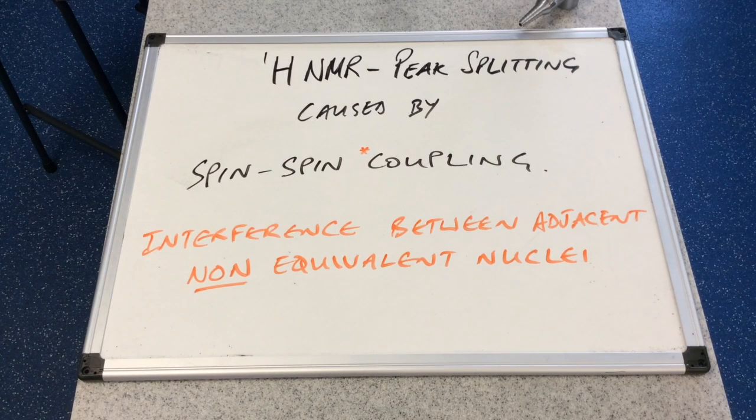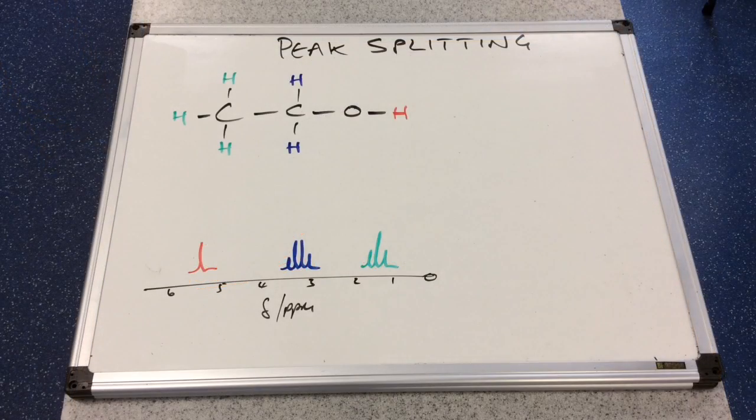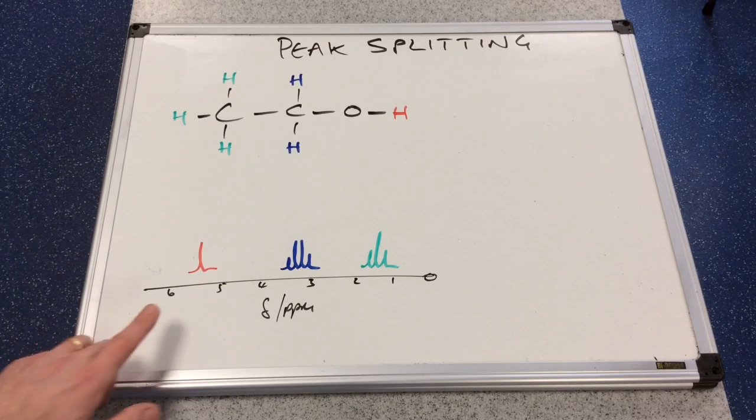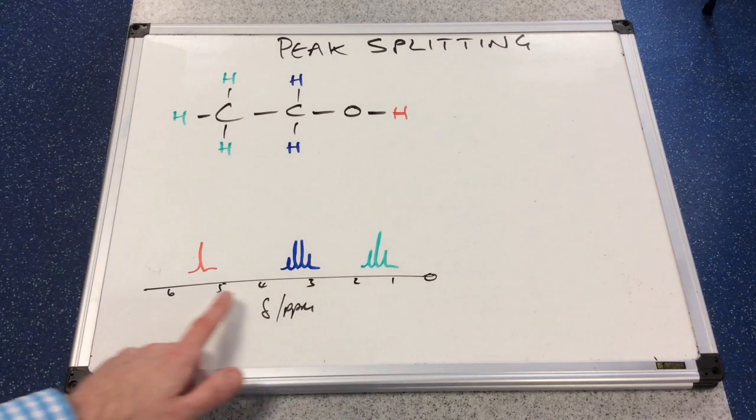In this video, I'm looking at proton NMR peak splitting, and that's caused by something known as spin-spin coupling. And what does that mean? It's the interference between adjacent non-equivalent nuclei. So basically, nuclei in different environments interact with each other, or couple with each other, and cause the peaks to be split. So the first thing to show you is the proton NMR spectrum for ethanol.